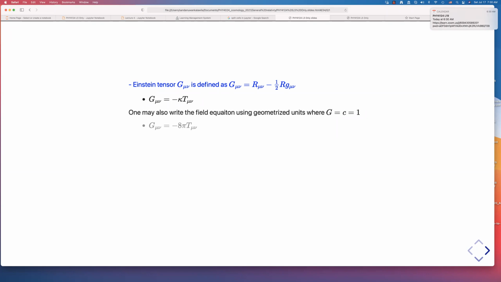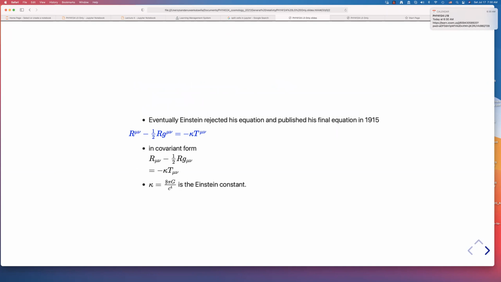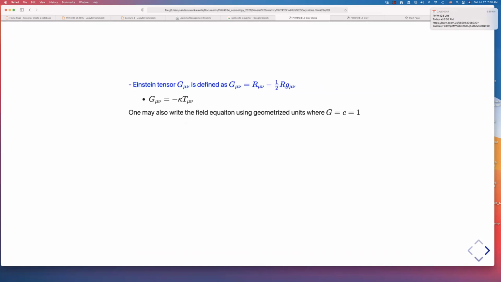So remember, this comes as a result of kappa, which is equal to 8 pi G over c to the power 4. So once you make G and c to be 1, kappa will be equal to 8 pi, right? So it's not K, actually this is kappa. And then you can write it in this way, because G and c are both equal to 1. Right? I mean, you can scale the equation in this way.